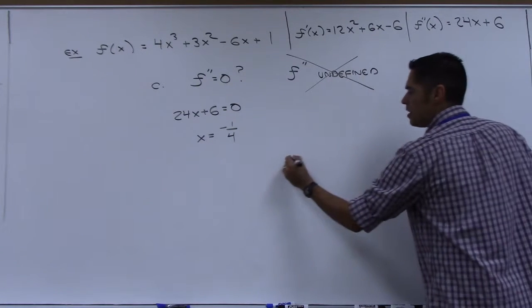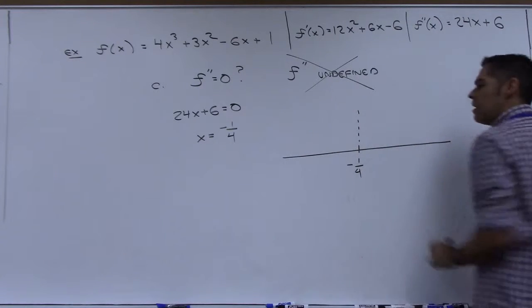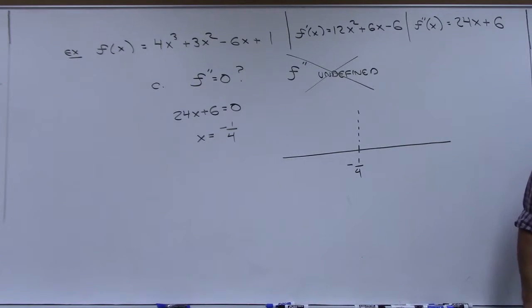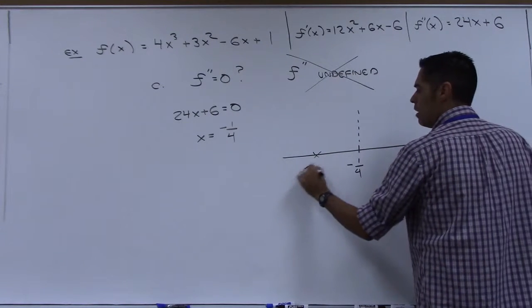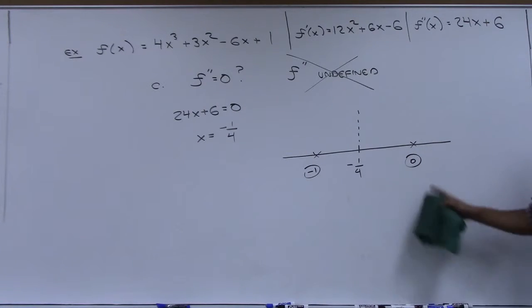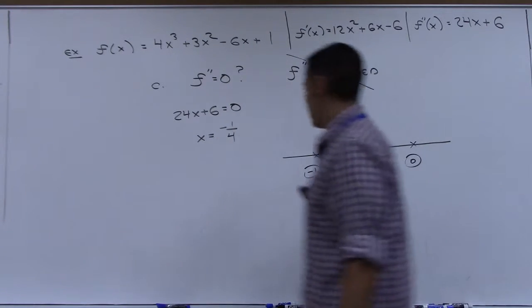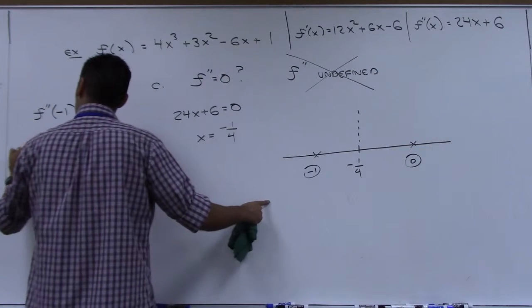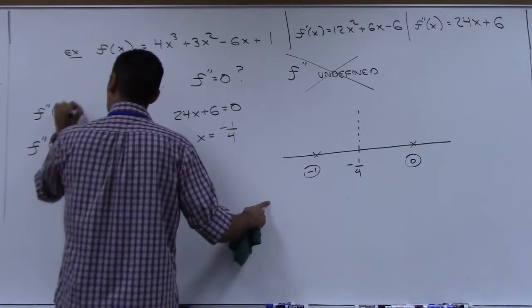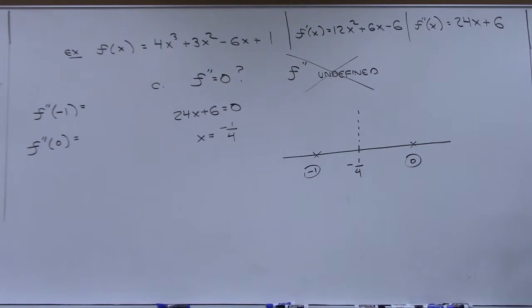If I were to take this on a number line and put negative 1/4 here, it would break up my number line into 2 sections instead of 3. So I'm going to pick some test points, like negative 1 and 0, and plug those numbers where? Into the second derivative. So I'm doing the second derivative at negative 1 and at 0, and I'm only looking to see if these turn out to be what? Positive or negative.